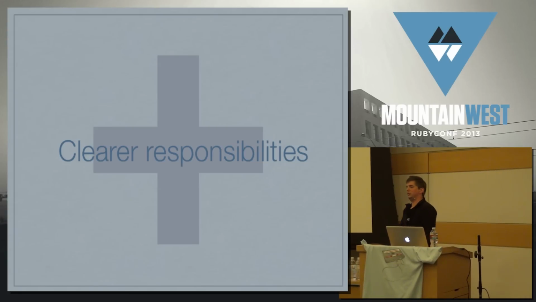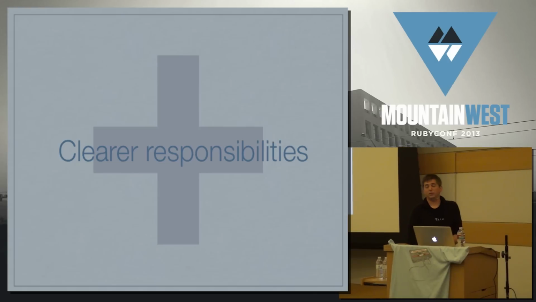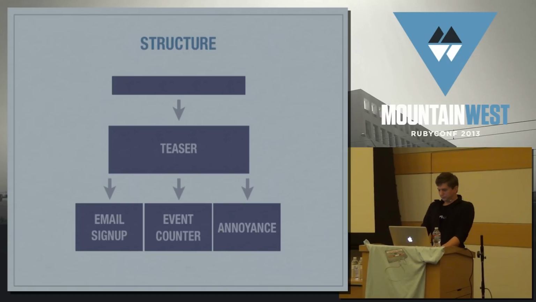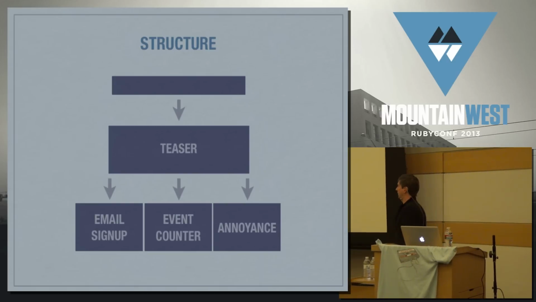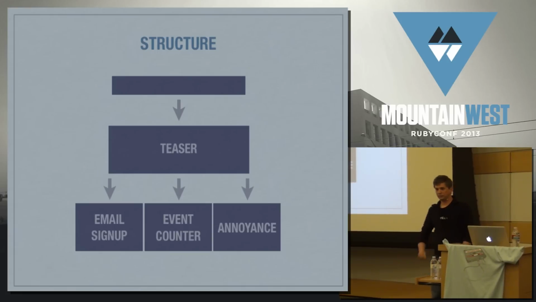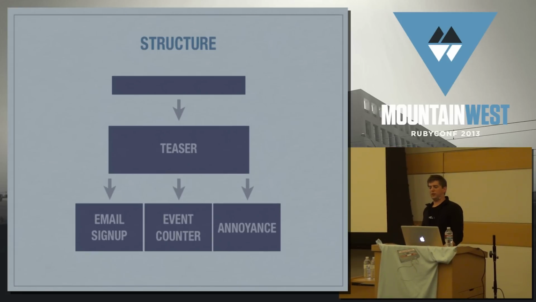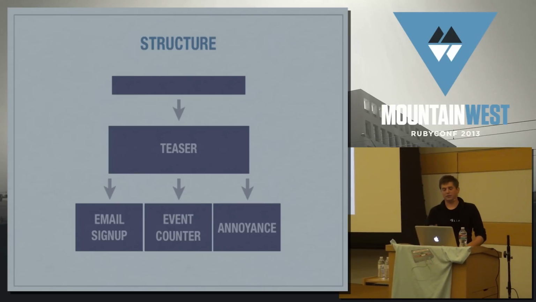So I want to get to a next point and make that problem go away. I want to get to clearer responsibilities. I will introduce what I've dubbed the event counter. Every time I try to sign up, it's kind of an event. But because of the requirements of my app, I actually am not interested in seeing every event. I just want to count them.